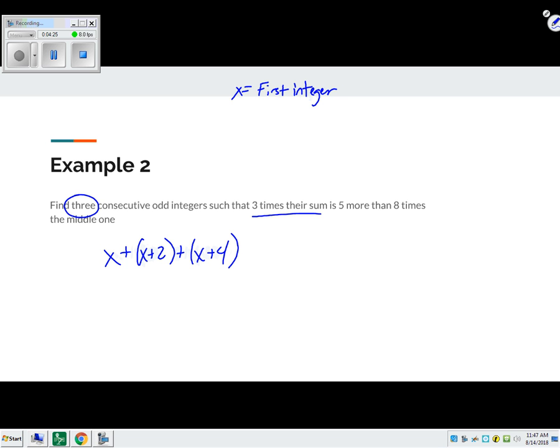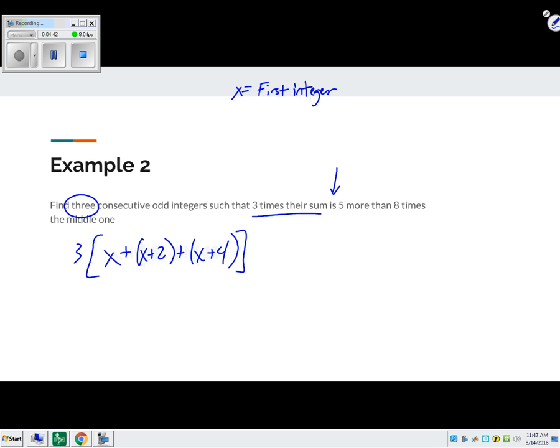Now I've got to do a little bit more with it than that. It says that I need 3 times their sum. So I could go through and multiply every single one of these terms by 3, or I could just put a 3 out in front that I can distribute through in just a minute.